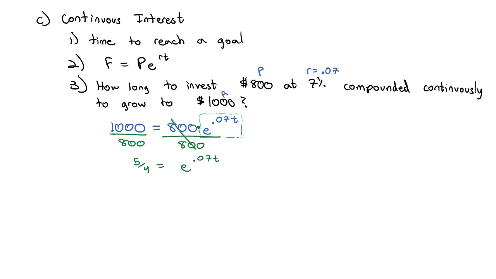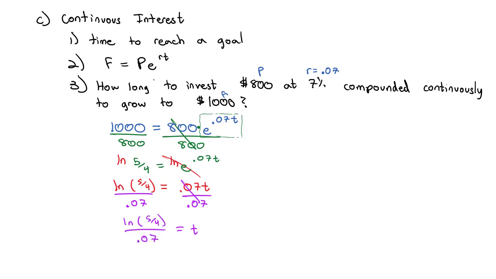Now that the exponent part is alone, we can take a log of both sides. Again, because we have a base e, we're going to do a natural log because those will be inverses of each other, leaving just 0.07t on the right and the natural log of 5/4 on the left. We can get our t alone by dividing by 0.07. And t is equal to the natural log of 5/4 divided by 0.07. Being careful with parentheses as I type that into my calculator, the amount of time it's going to take my $800 to grow to $1,000 is about 3.19 years.